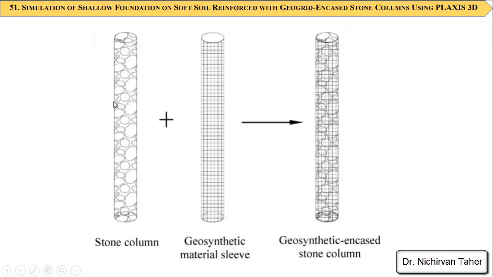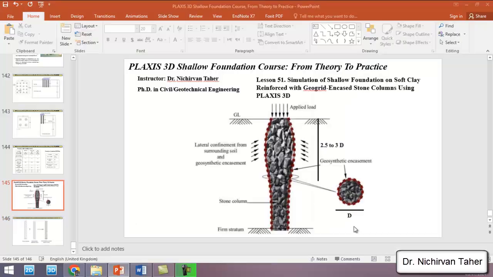Think of it like this: we have a stone column and geogrids or geosynthetic material, and when we use a geosynthetic material as a case for the stone columns, it becomes like a composite material, like two materials. It's called a geosynthetic encased stone column.